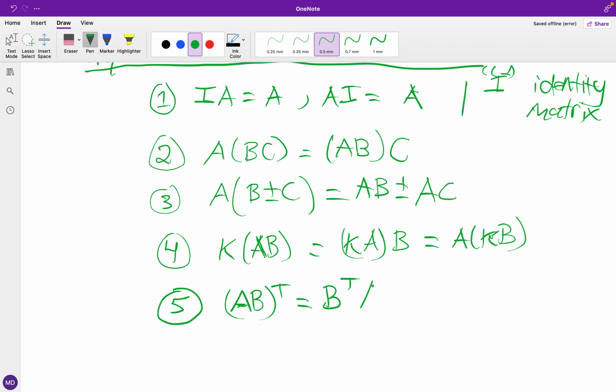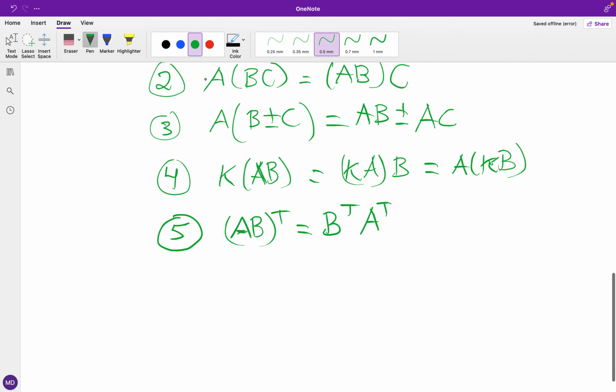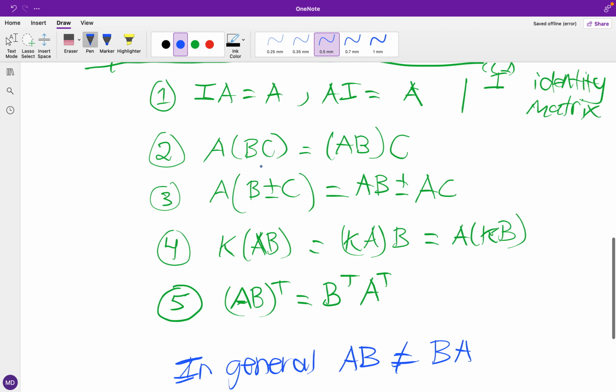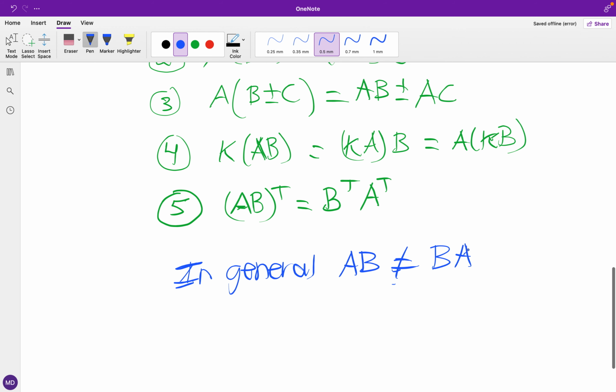So it'd be B transpose times A transpose. And in general, the most important thing to remember here is that in general, AB does not equal BA. Now I said you can change the order in which you multiply, but you cannot switch the order. You cannot switch the A first or B first.